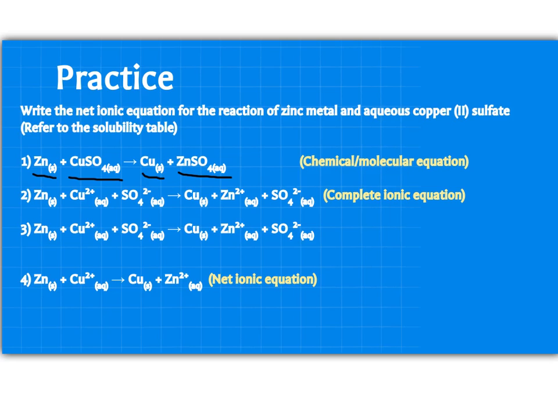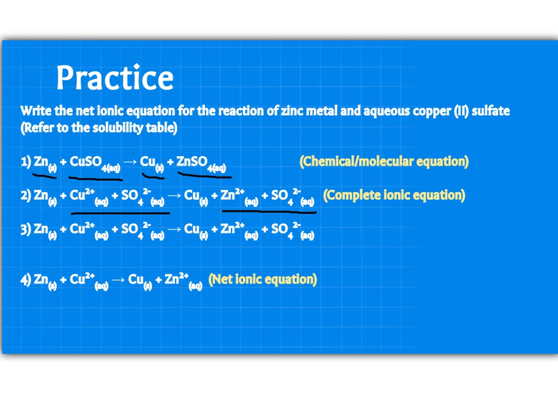In the next step, this is step number 2, we're making a complete ionic equation by breaking up anything that is able to either dissociate or ionize, which means anything with a state of aqueous. Our CuSO4, our copper 2 sulfate, is able to break up into copper 2 plus and our sulfate ion. And our zinc sulfate is able to break up into zinc ion and sulfate ion. Solid zinc and solid copper are solids, which means they're not able to dissociate in water. So this is our complete ionic equation.